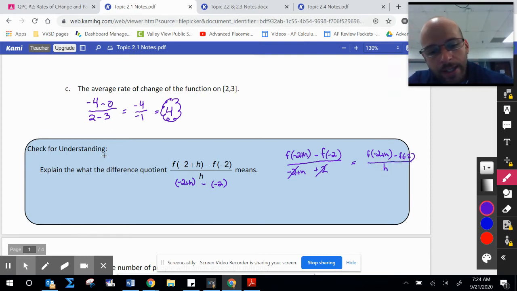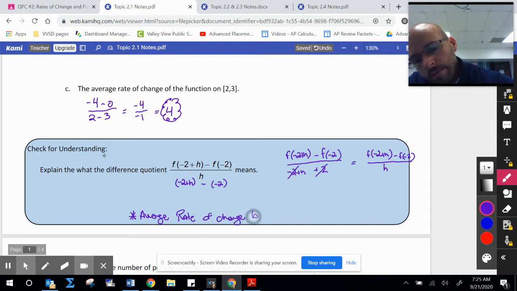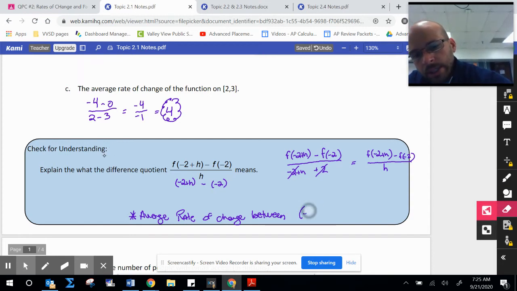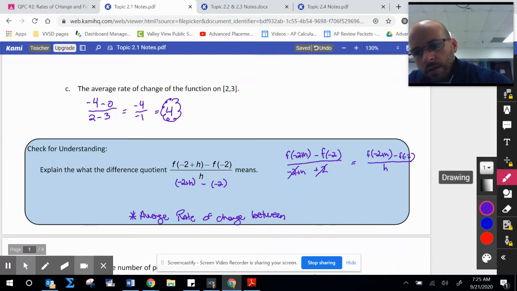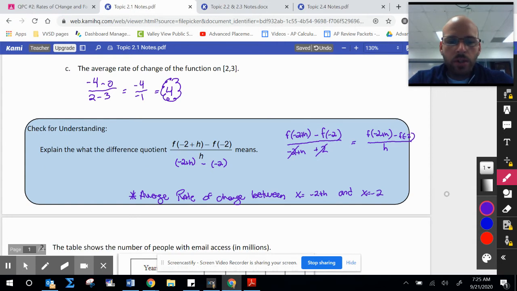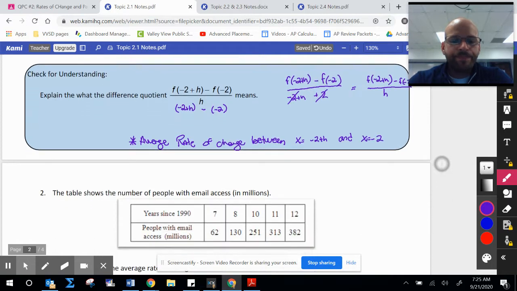So what this finds is the average rate of change between x equals -2 plus h and x equals -2. So that's what we're finding with that type of difference quotient, all right?